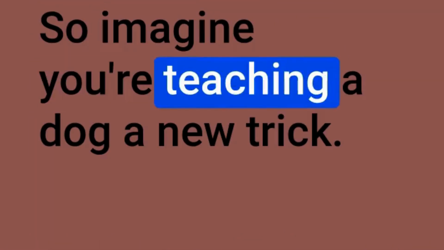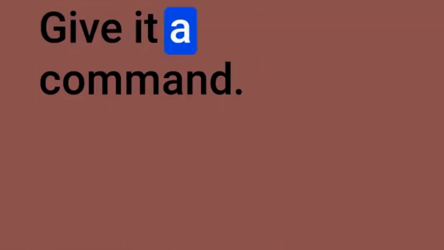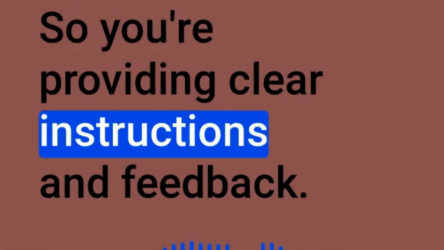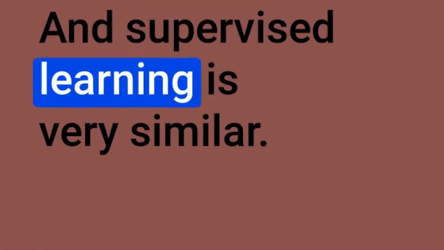So imagine you're teaching a dog a new trick. Let's say shaking paws. You show the dog what to do, give it a command, and reward it with a treat when it performs the trick correctly. So you're providing clear instructions and feedback to guide the dog's learning. Precisely. And supervised learning is very similar.